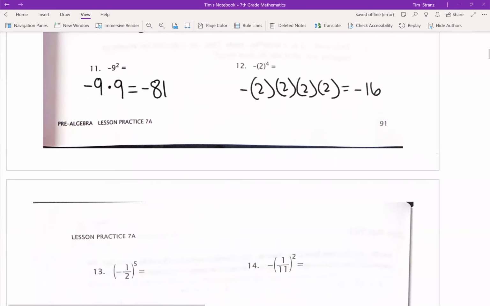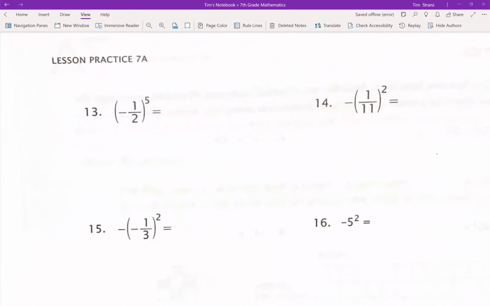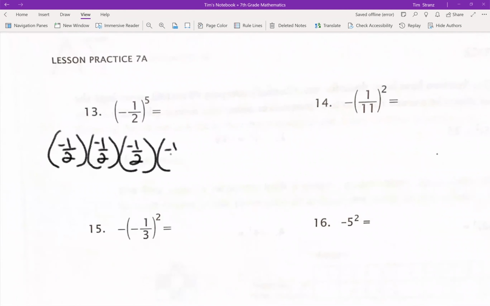Okay. Next page, number 13. -1/2, all of it is in the parentheses to the 5th power. So you're going to have -1/2 times -1/2 times -1/2 times -1/2 times one more -1/2. 5 times. Okay, so we're just going to take the numerator times the numerator, denominator times denominator. So we got -1 times -1 is a +1. +1 times a -1 is a -1. -1 times a -1 is a +1. And a +1 times a -1 is going to be a negative.